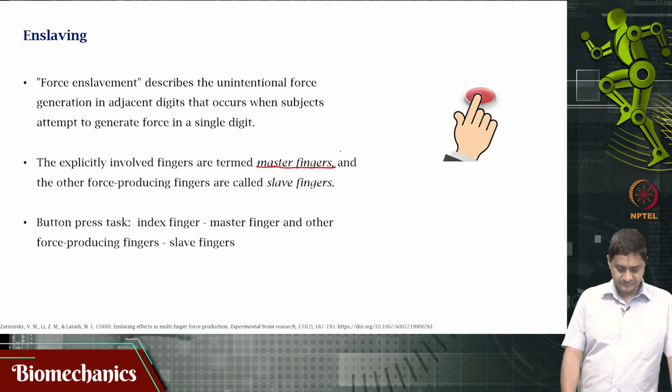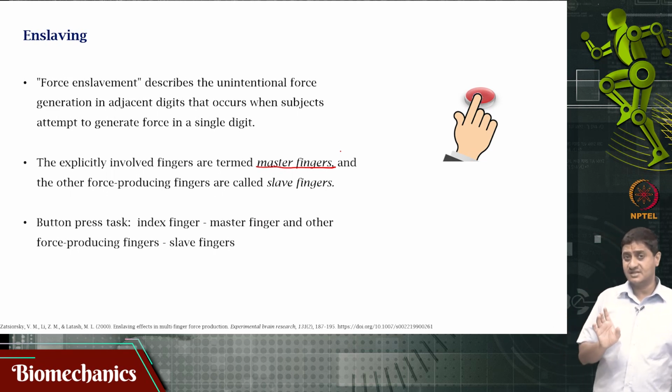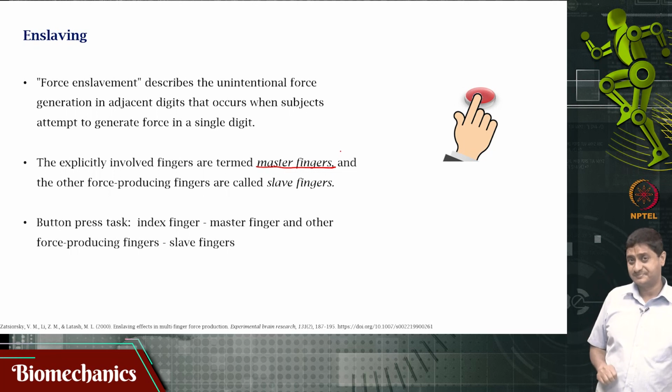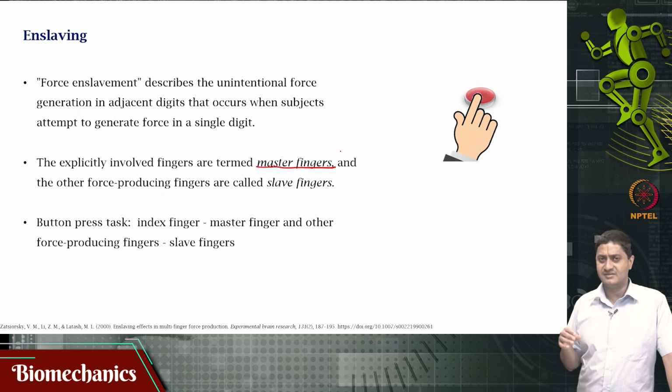So, let us say for example you have a button press task like the one that you have: press with the index finger. The instruction is to press the button with the index finger and not worry about what the other fingers are doing. By the way, in all these experiments, it is absolutely crucial to measure the forces produced by all four fingers. You measure all four finger forces, but the instruction is only for the index finger, only for the master finger, not necessarily index. Whatever the master combinations are, you measure everything.